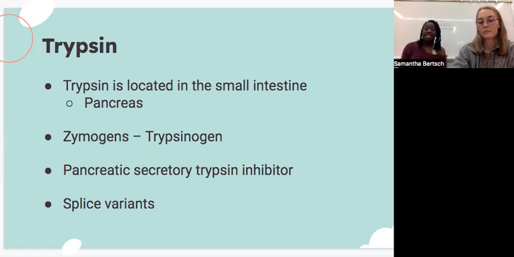As previously discussed, enzymes are subject to inhibitors that decrease the activity. This holds true for trypsin, which has inhibitors such as pancreatic secretory trypsin inhibitor, also known as PSTI. This is a competitive inhibitor that binds to the active site of trypsin and decreases its activity.